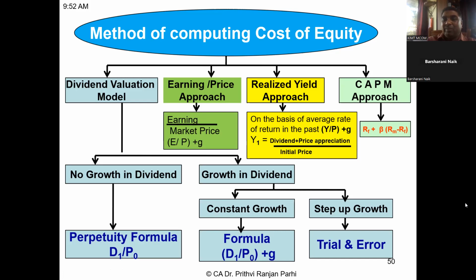Then you can see one more formula, called the CAPM, which is referred to as the capital asset pricing model. This model gives the formula RF, that is the risk-free rate of return, plus beta, the market beta factor, which is one factor. We'll be learning about this. It is multiplied with (RM minus RF). So beta into market return minus risk-free rate of return. If you do that, you'll be able to compute the cost of equity. So this cost of equity computation can be done by using this type of formula.